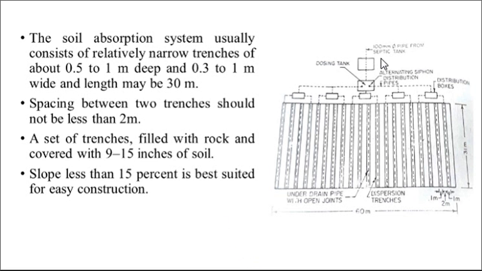Now in this figure, this is a septic tank and this is a dosing tank, and from this dosing tank some distribution boxes are constructed. So 1, 2, 3, 4, 5, these are the distribution boxes, and through these distribution boxes the effluent is supplied to these trenches. So this is one trench and this is the gap between the trench, then another trench, gap of 2 meter, another trench, gap of 2 meter.